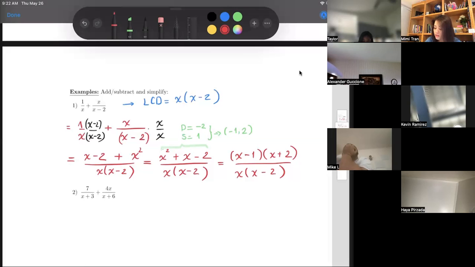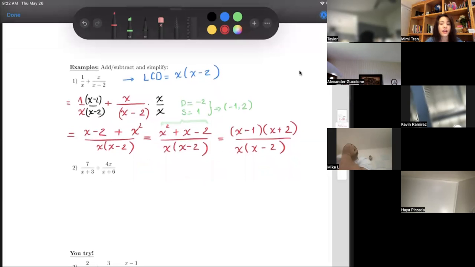Well, it's a shame we cannot simplify. We try, but it's not possible. x plus 2 and x minus 2 are not the same. So there's nothing we can do. Leave it like that and box your answer. I was hoping I'd have x minus 2 that I could cancel, but I don't.